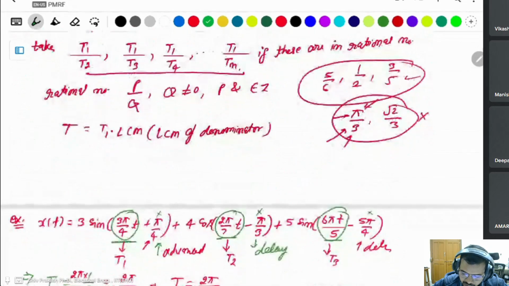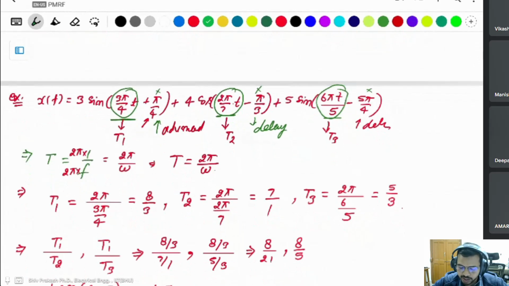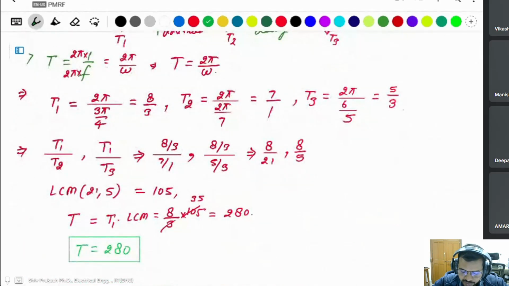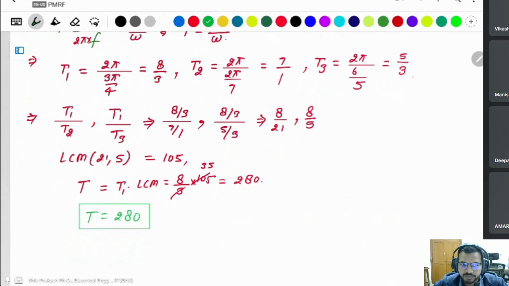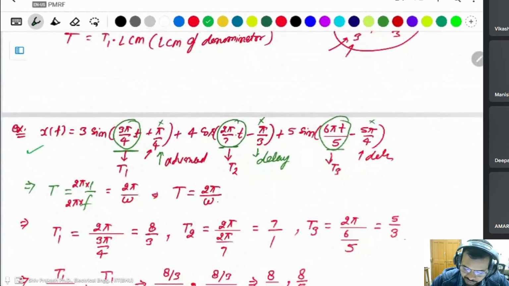Simple thing, first find T1, T2, T3 like that for all the signals. Then take T1 by all, like T1 by T2, T1 by T3, T1 by T4, T1 by T5 like that up to T1 by Tn. Then the numerator is common, and the denominators differ. Then take the LCM of the denominators, then simply multiply T1 into the LCM. You will get the fundamental time period. This is the first method to find the fundamental period.